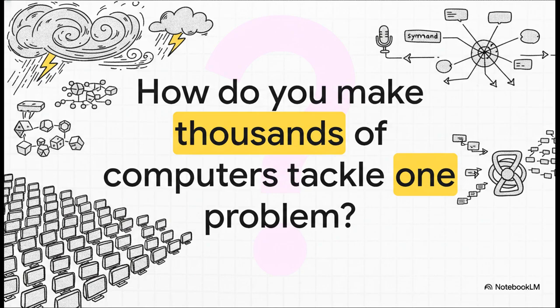So here's the big question, right? This is what drives everything in supercomputing. When one machine just isn't going to cut it, you need an army of them. But how do you actually command that army? You need a system, a language for them to coordinate, to share info. And that system, well, that's exactly what we're here to talk about.